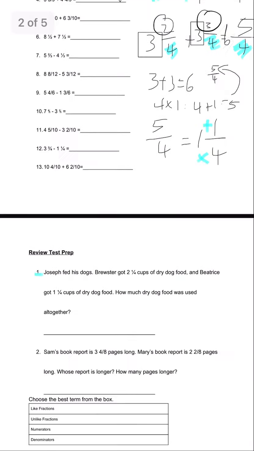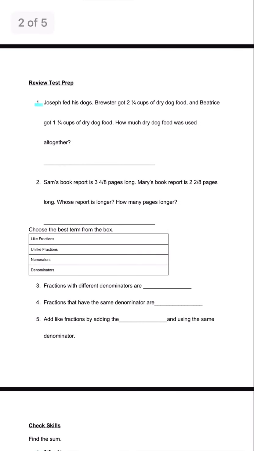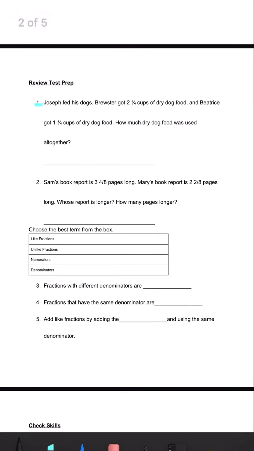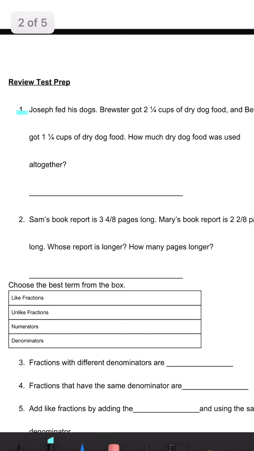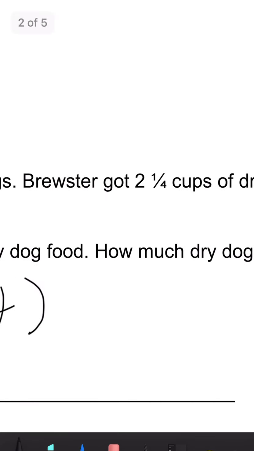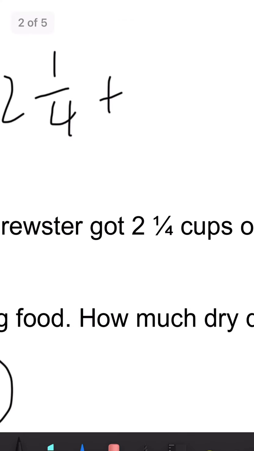Okay, let's move on to review test prep. I'm going to be doing number 1. Joseph fed his dogs. Brewster got 2 and 1/4 cup of dry dog food, and Beatrice got 1 and 1/4 cups of dry dog food. How much dry dog food was used altogether? So right off the bat, we see that the word altogether is our keyword, which means addition. So we're going to add 2 and 1/4 plus 1 and 1/4.